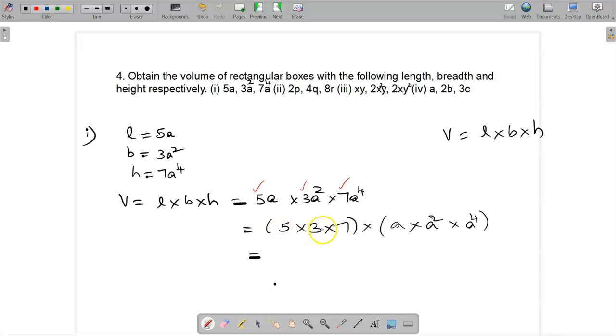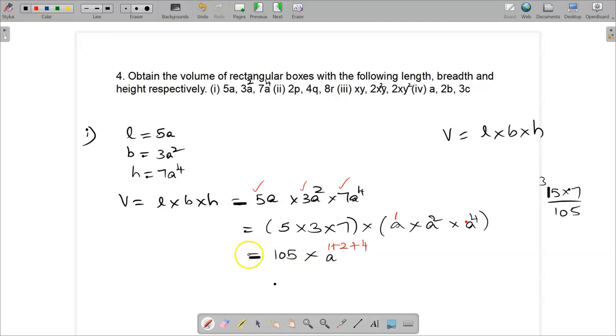So, 5 3s are 15, 15 into 7, 7 5s are 35, 7 1s are 7, 7 plus 3, it is 10. So, 105. So, the constants when you multiply we get 105. And then since all the terms have the same variable a, write a only one time and then add the power. Here we do not have a power, meaning that it is a power 1. So, just add the power. What are all the powers we have? 1 and then 2 and then 4.